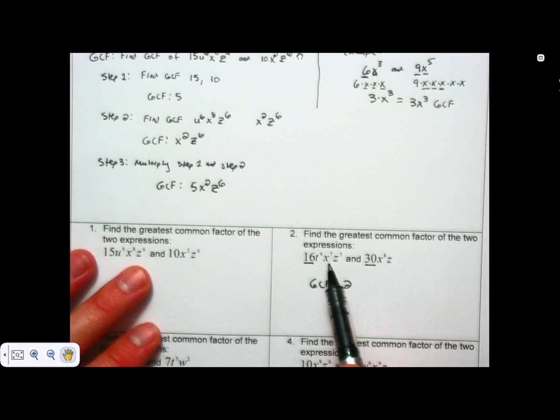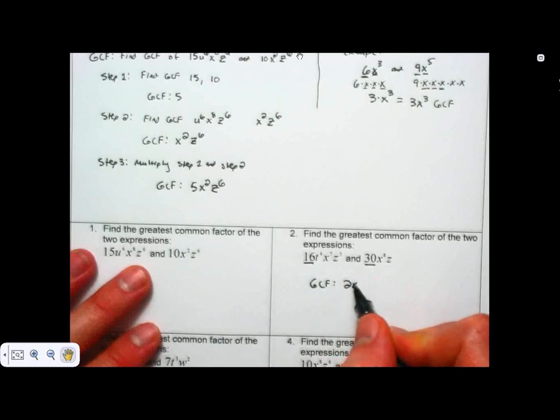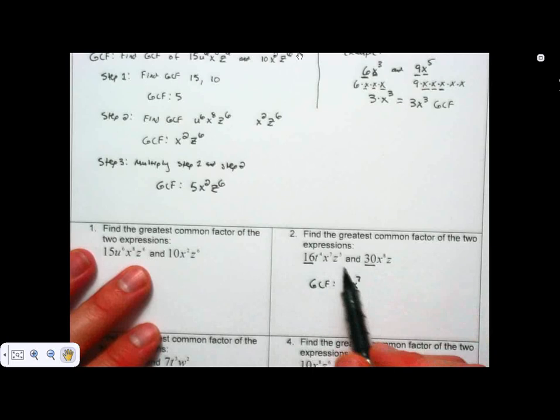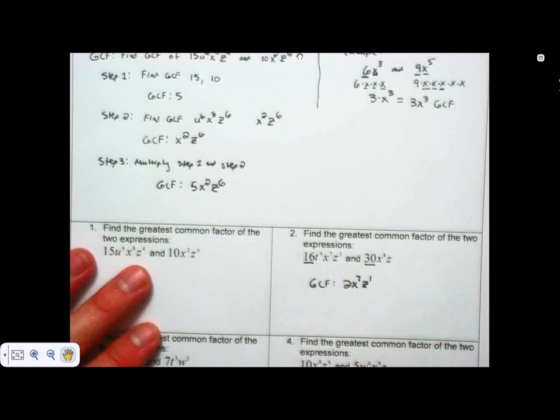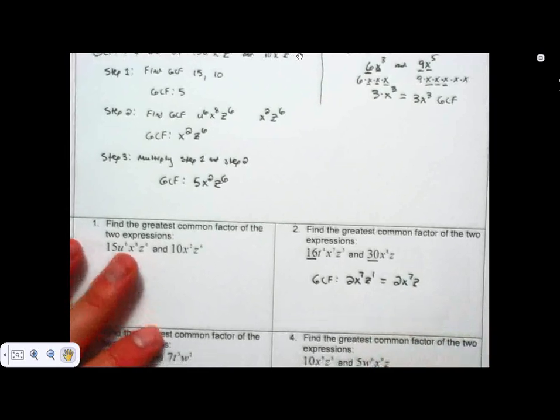Now if I look at the x's, the first term is x to the 7th, the second term is x to the 8th, so I take the smaller of the two, which is x to the 7th. And then if I look at the z's, the first guy has z to the 3rd, the second has z to the 1st, so I take the smaller of the two, which is z to the 1st. And that's my answer. If I were writing this on paper, the way I would write it is I wouldn't put the 1 power on z, I would just leave it as z.